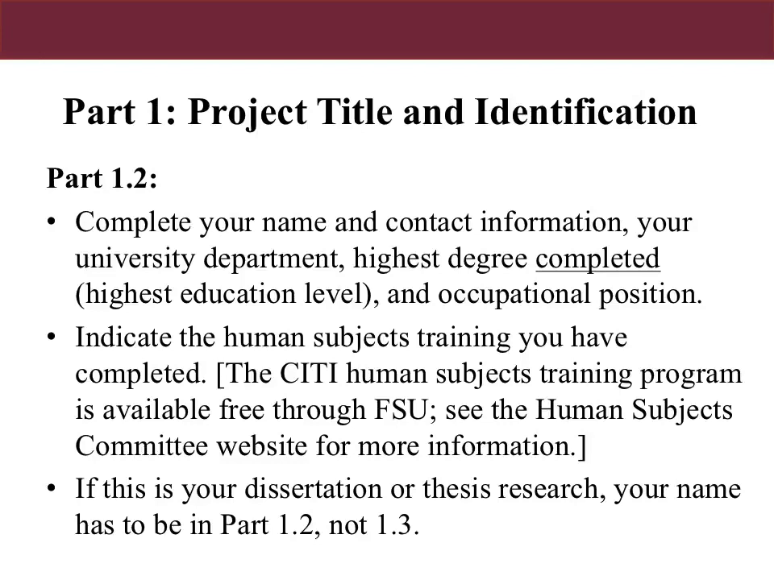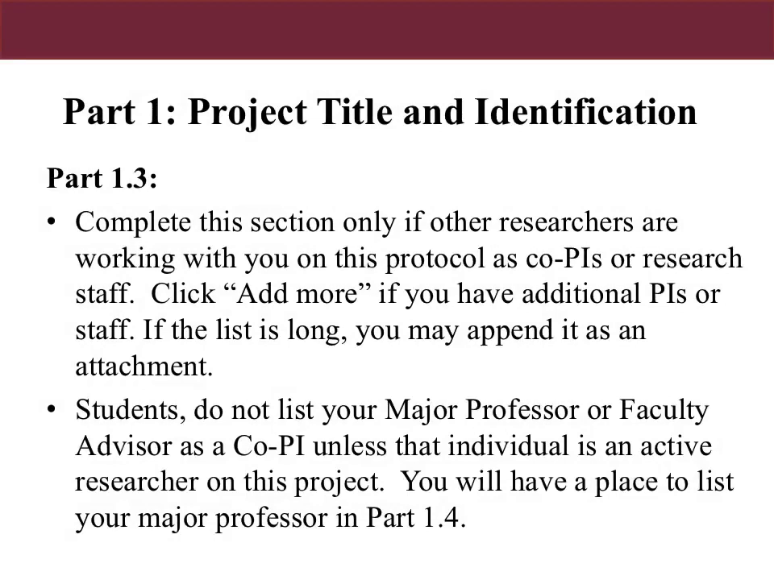If this is your dissertation or thesis research, your name has to be in Part 1.2 and not Part 1.3. Complete Part 1.3 only if other researchers are working with you on this protocol as co-PIs or research staff. Click Add More if you have additional PIs or staff. If the list is long, you may append it as an attachment. Students, do not list your major professor or faculty advisor as a co-PI unless that individual is an active researcher on this project. You will have a place to list your major professor in Part 1.4.